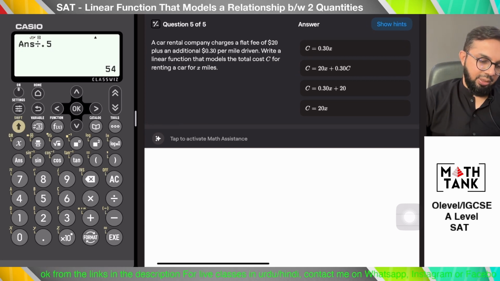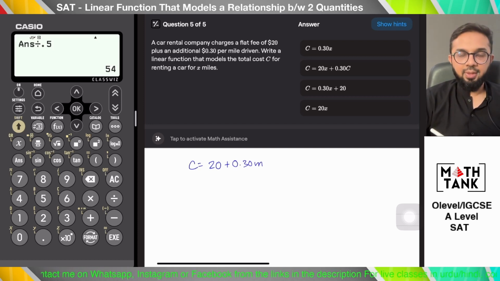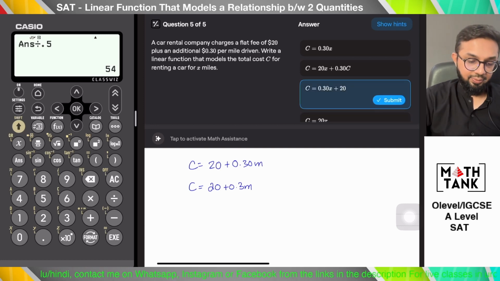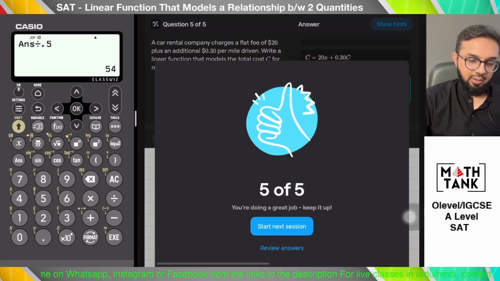The car rental company charges a flat fee of $20 plus $0.30 for any additional miles driven. Write a cost function C. Okay, so C equals 20 plus 0.3m should be my cost function, where x is the number of miles. I'm going to write 0.3x plus 20.